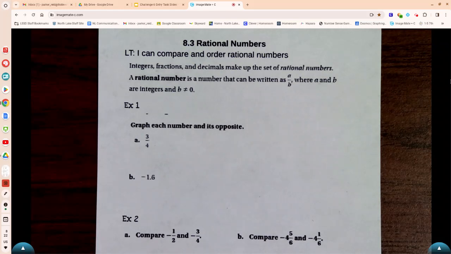Same with 0.5. Even though that's a decimal, what could that be written as in fraction form? 0.5, Emma? 1/2. So because it can be written as a fraction, it is also a rational number. So really today, your brain just needs to be thinking, now we're introducing negative fractions and decimals.